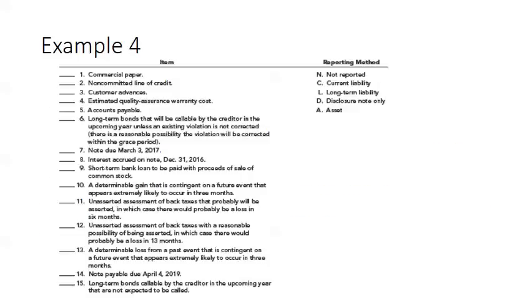Last but not least is example 4. This is the last thing we didn't get to in class, and it's similar to the previous one we did. You just have to identify each of the items here on the left with the reporting method over here on the right. We're going to use one of these letters: not reported, a current liability, a long-term liability, disclosure note only, or an asset.